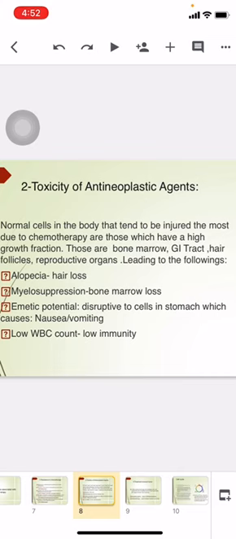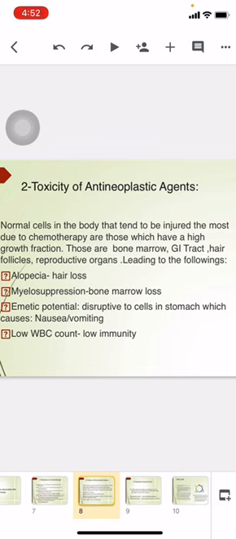Number two, as we mentioned before, is the toxicity of anti-neoplastic agents, and this is due to the effect of chemotherapeutic agents on the normal cells while destroying the abnormal cells or the malignant cells.